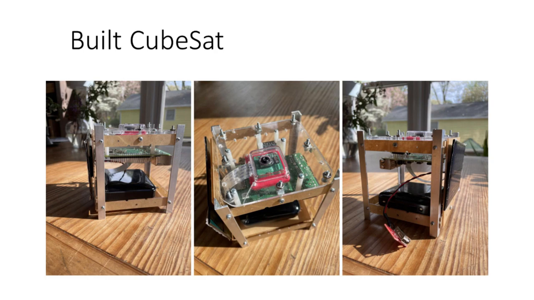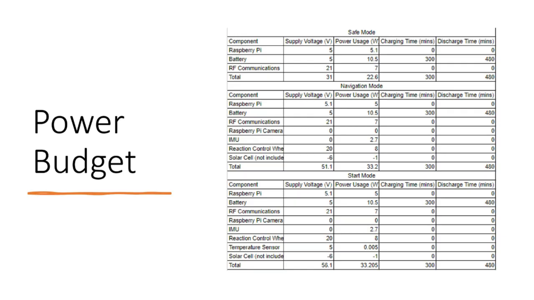Here we have a list of all of the subsystems that will consume power during each mode. So we have three modes. We have safe mode, which is just the Raspberry Pi and communications. And here are the values for them, and how much power they consume, and how much power the battery can supply, and how much power the solar panels can supply. And we also have that for navigation mode, except now we've added things like the IMU and the reaction control wheel. And we also have the start mode, which is just all the subsystems in general.